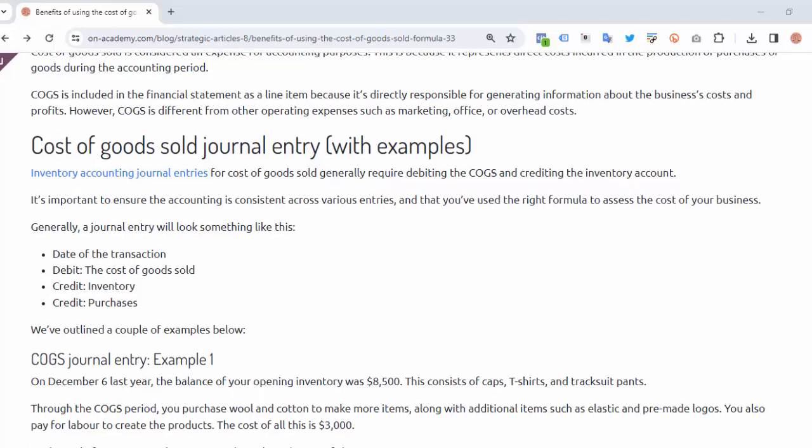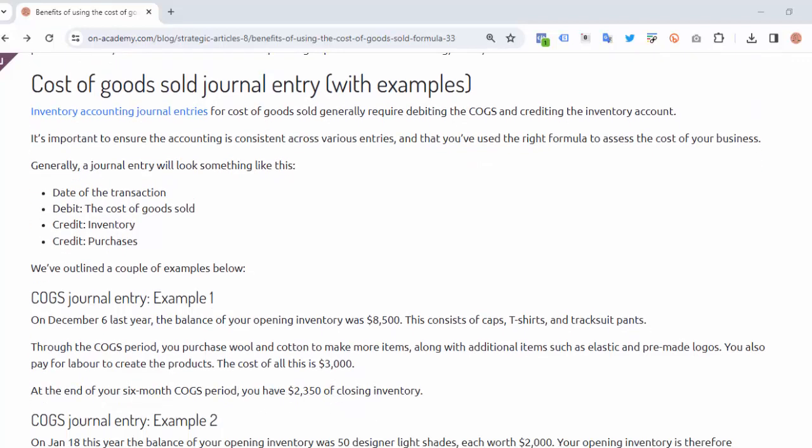Example 2. On June 18 this year, the balance of your opening inventory was 50 designer light shades, each worth $2,000. Your opening inventory is therefore $100,000. Over the next 3 months, you purchase 5 more of the same light shades, so your cost over this time is $10,000. You then sell 10, so your closing inventory is $90,000.